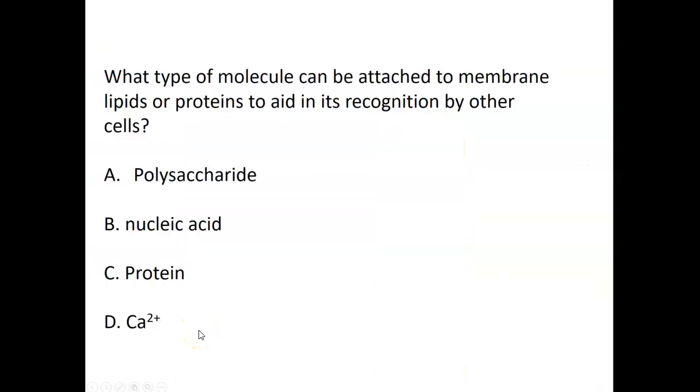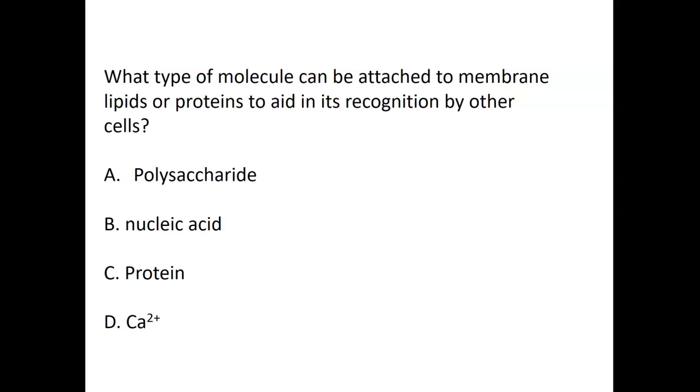All right, so let's do another assessment question. Which type of molecule can be attached to membrane lipids or proteins to aid in its recognition by other cells? Go ahead and take a minute to answer this question. The correct answer here is A, polysaccharide.